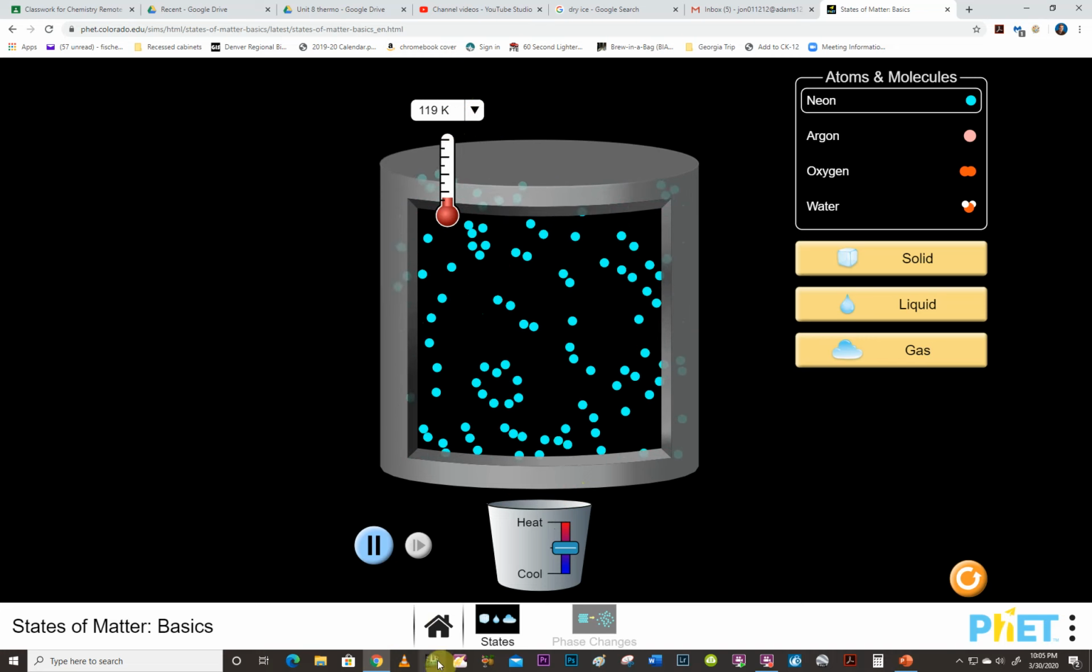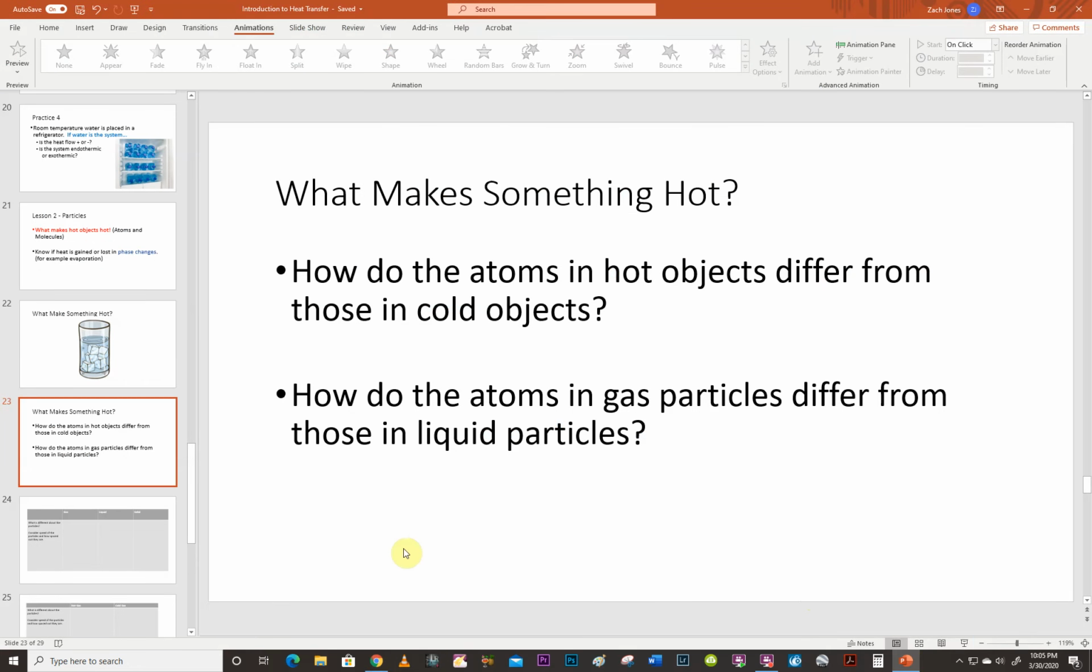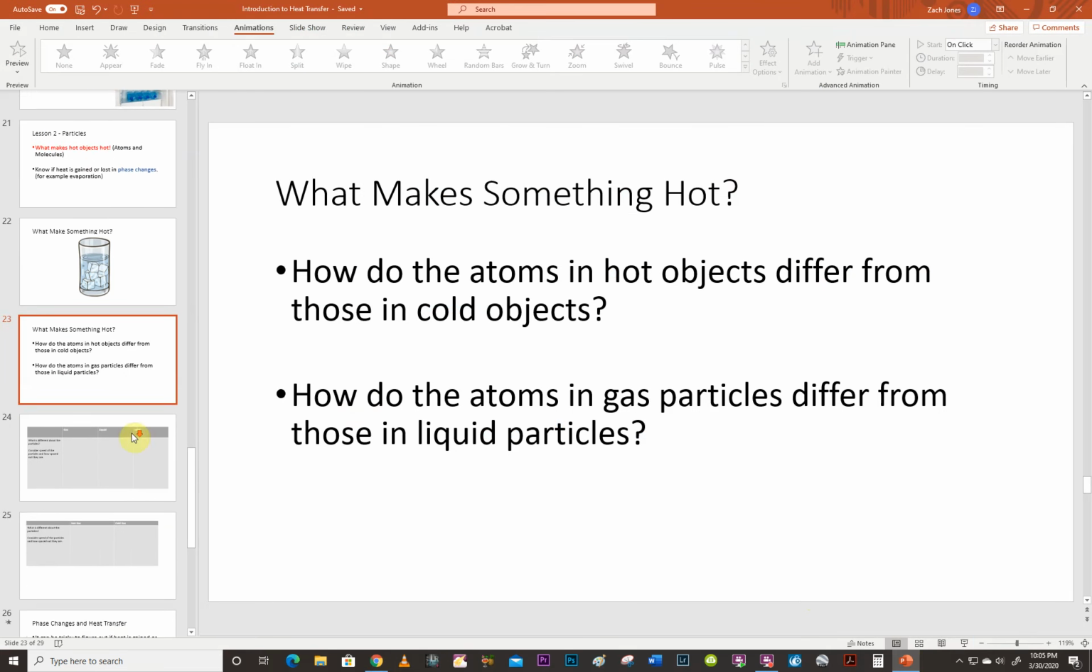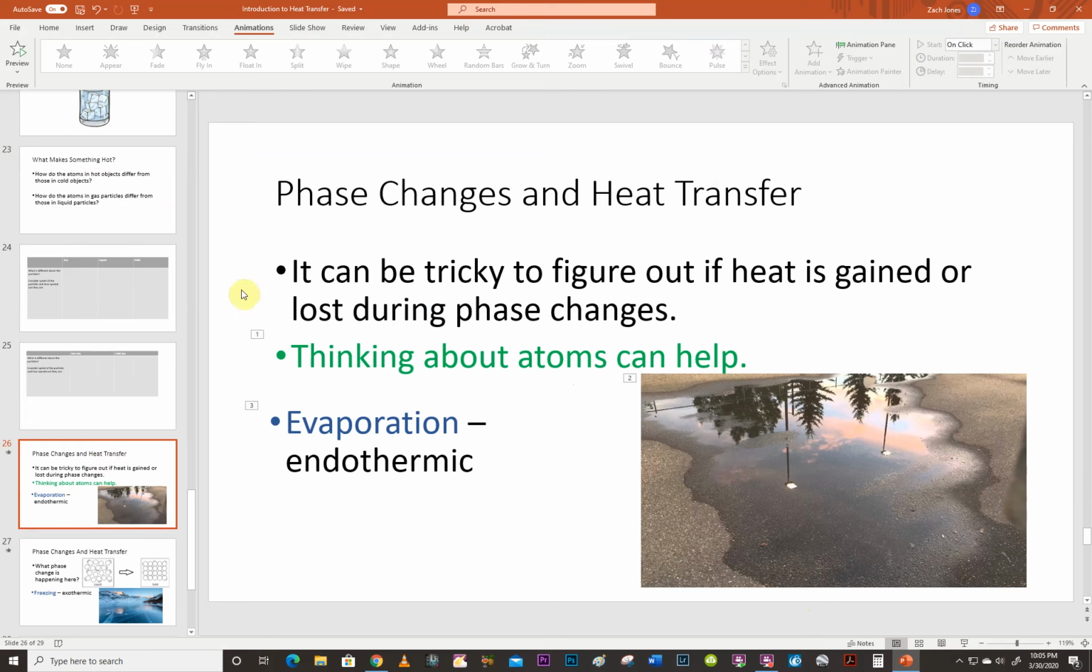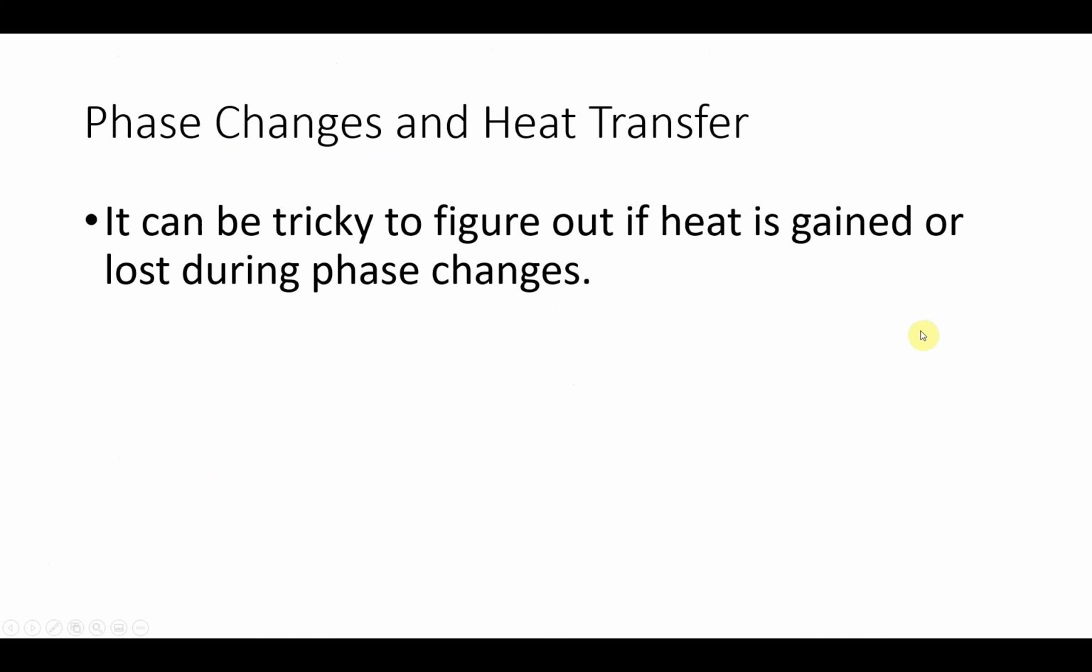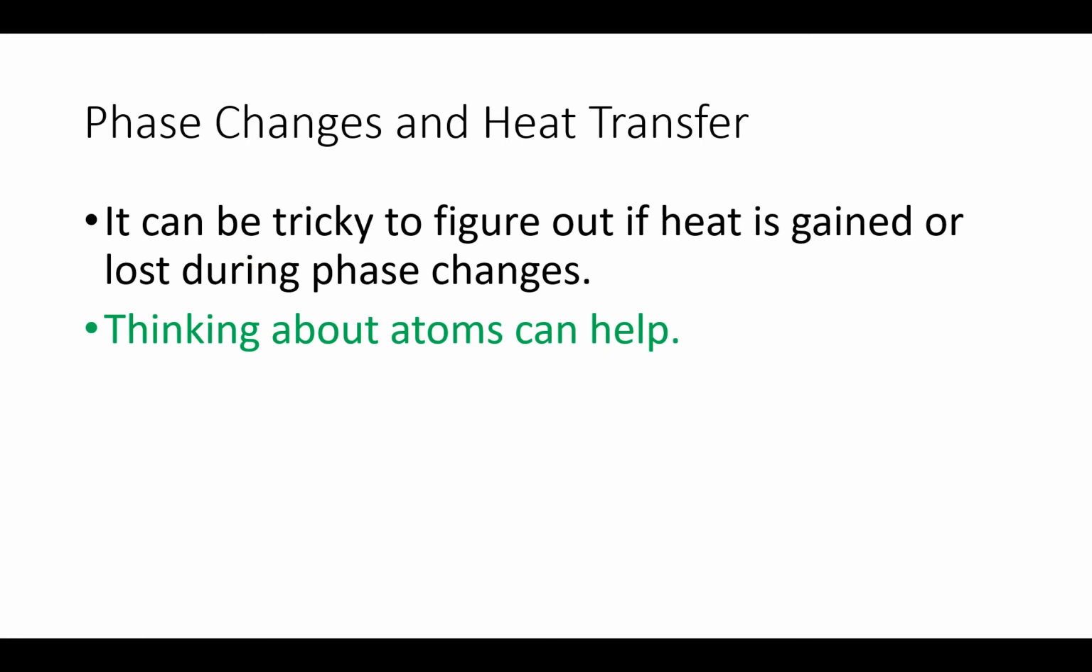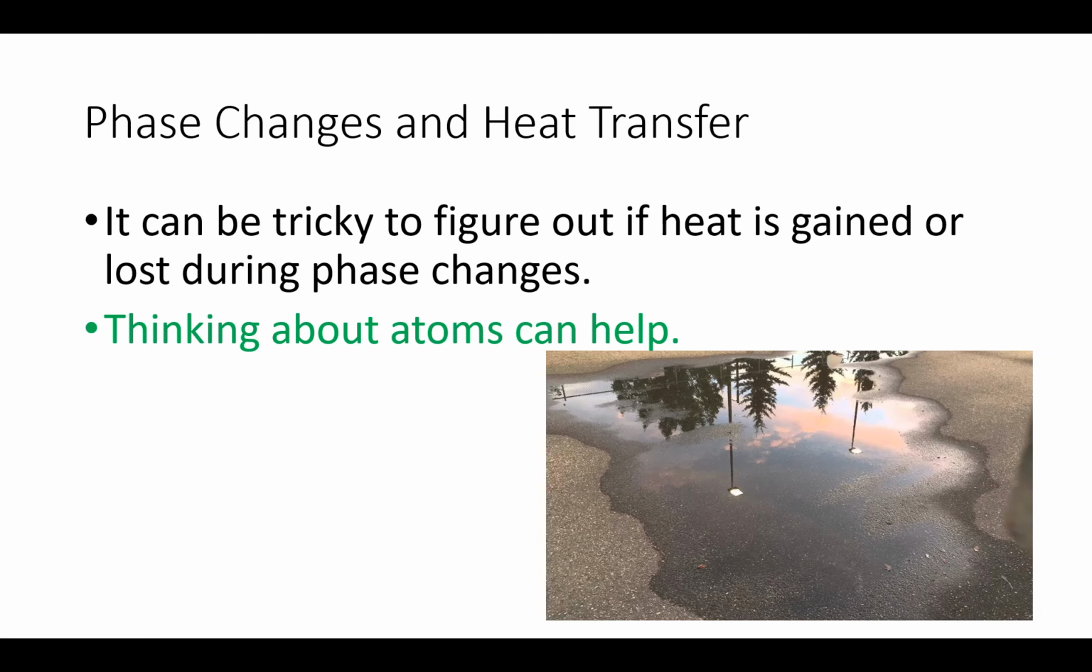So if you understand that, then we can move on and figure out how phase changes can be predicted with what you learned yesterday. All right, so let's get into how we can use our understanding to predict whether heat is gained or lost in phase changes. Well, it can be a little tricky to figure this out, and the one thing I'd recommend you do is don't just guess at it, draw some particles. Thinking about those particles and those atoms can help a lot.